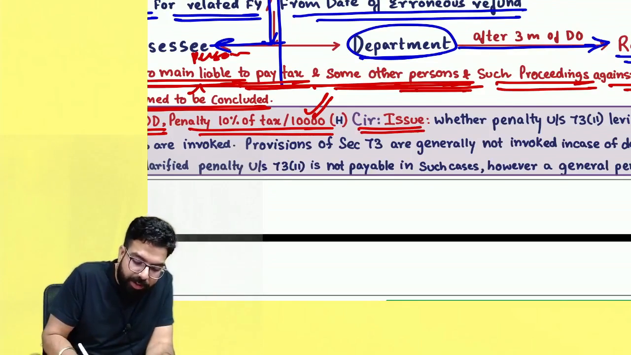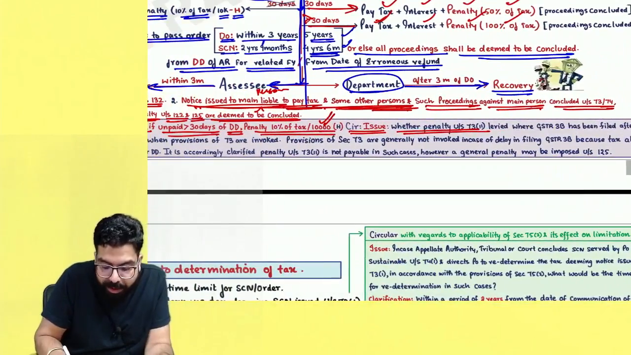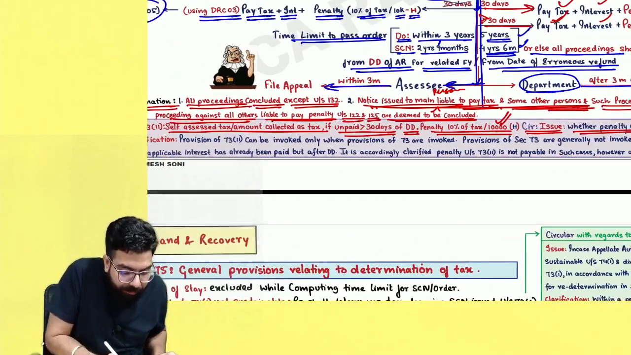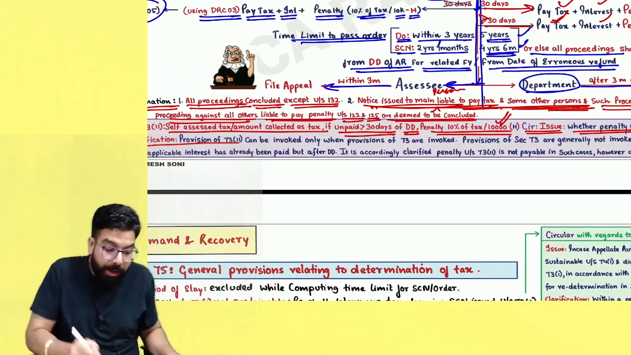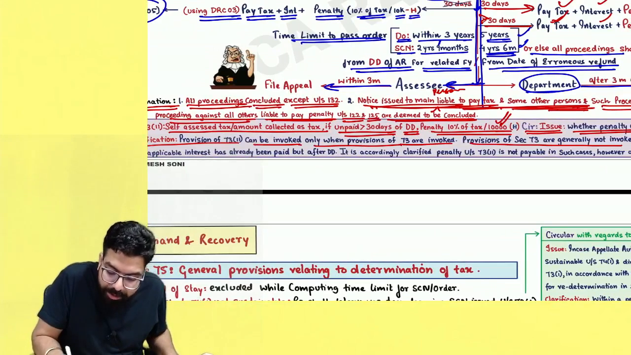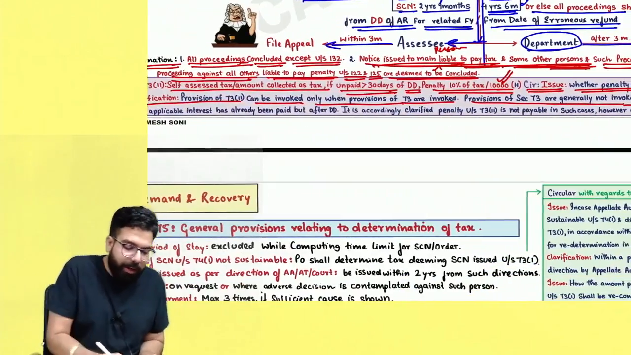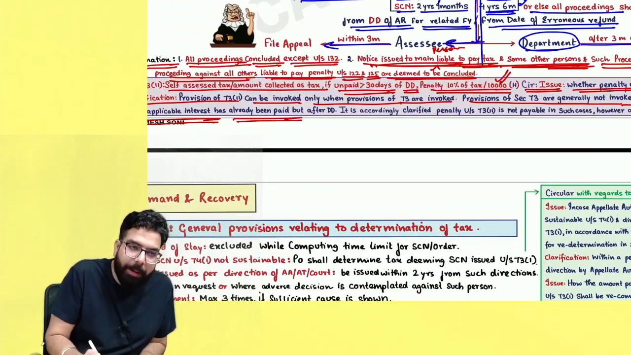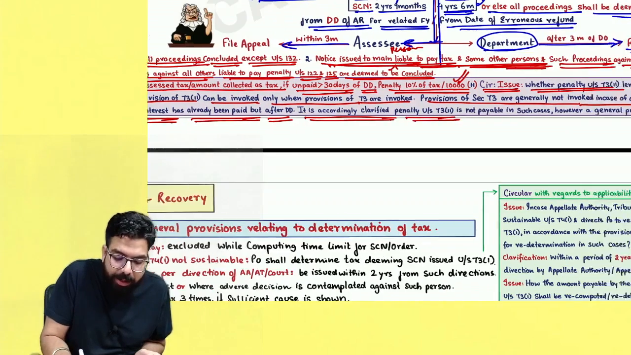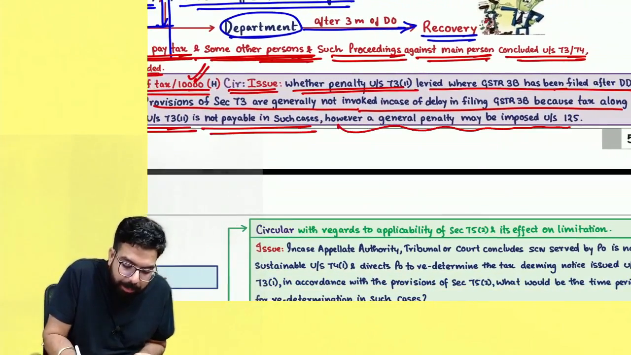So they went ahead and issued a circular and they clarified whether penalty under 73(11) can be levied where GSTR 3B has been filed after the due date. Here they clarified that provisions of section number 73(11) can be invoked only when the provisions of 73 are invoked, and provisions of section number 73 are generally not invoked in case of delay in filing GSTR 3B because tax along with applicable interest has already been paid, but only after the due date. So, sir, it is accordingly clarified that penalty under 73(11) is not payable in such case. However, general penalty may be imposed.